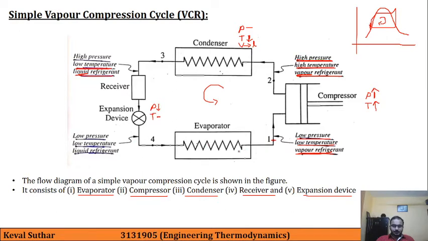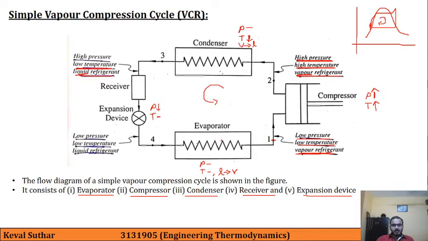Then evaporator. In the evaporator there will be vaporization of this liquid refrigerant. So here only a phase change process will happen. That is, latent heat will be used here for evaporation. So pressure is the same and temperature is also low, and we are having a phase change from liquid to vapor. Okay.